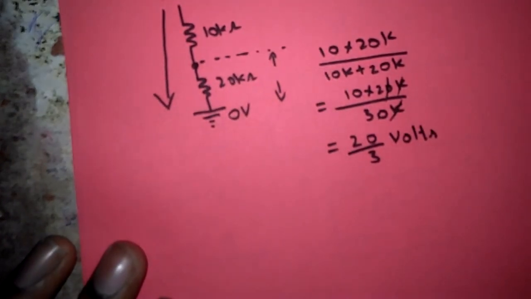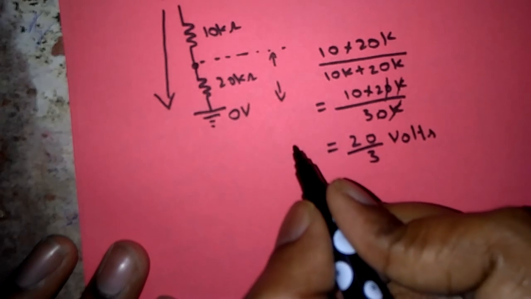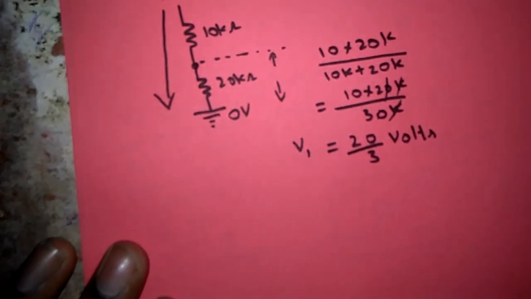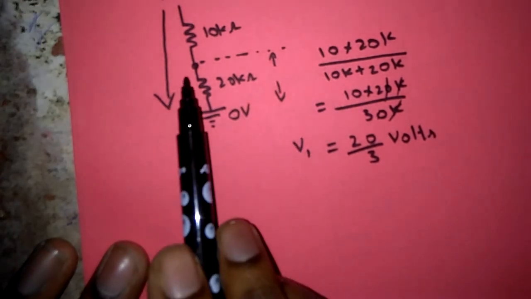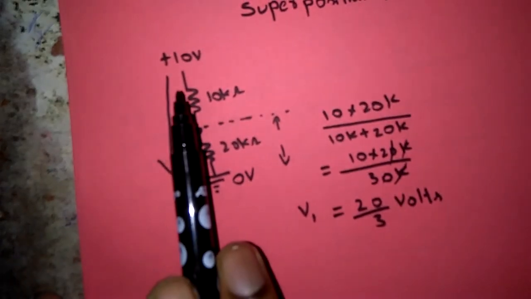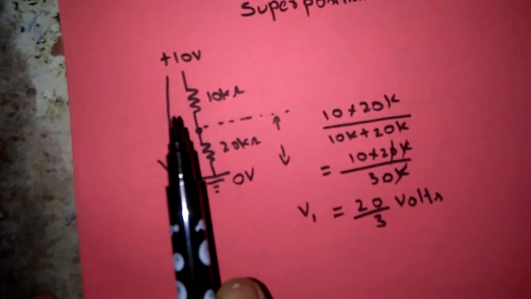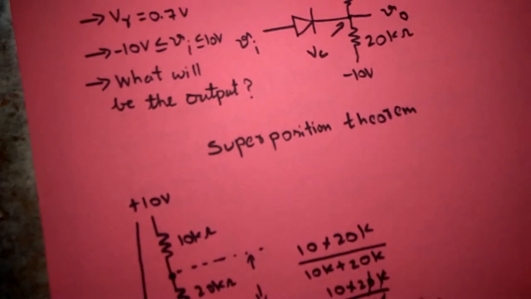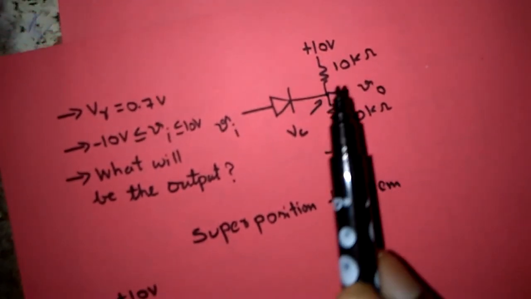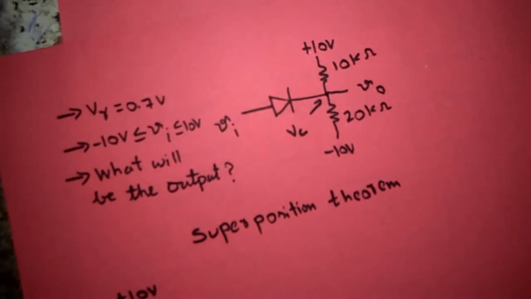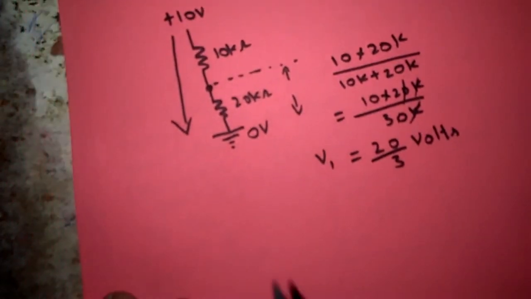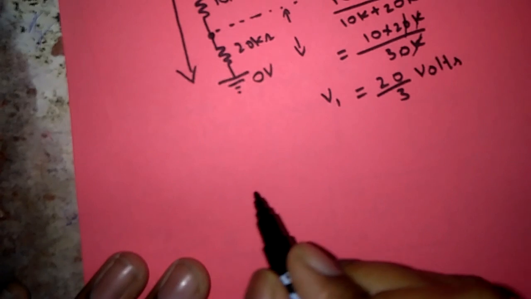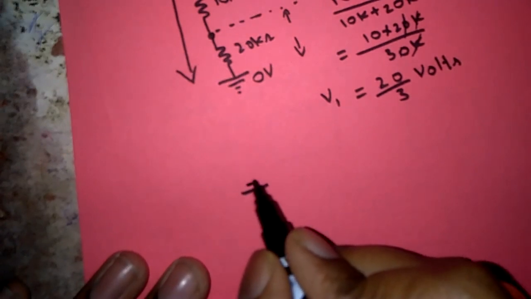So here this voltage I will consider as V1. So V1 is the voltage at the required point due to the supply voltage 10 volts. Now we have to consider minus 10 volts supply. At this time we have to neglect this 10 volts, so we have to place ground at this point. So I will consider ground here like this.